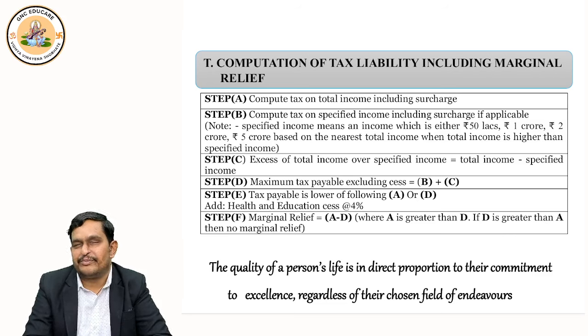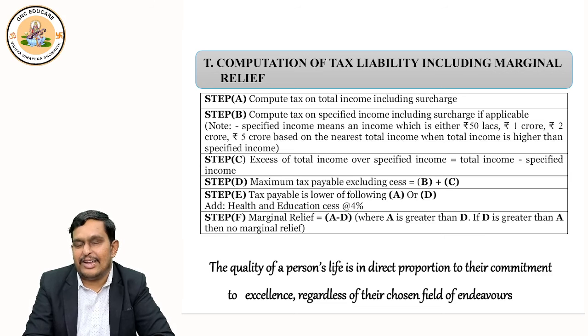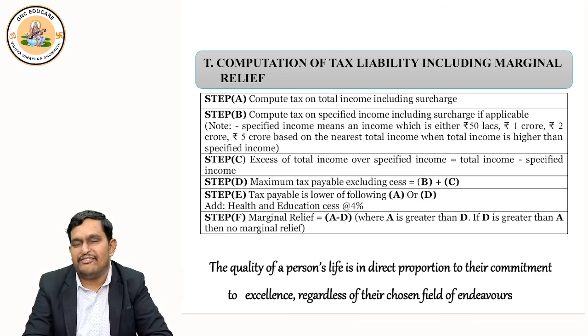On 1 crore, how much surcharge? Tell me. On 1 crore 1 lakh, 15% surcharge. So on 1 crore, how much? 10% surcharge will apply. Arey, you forgot. 50 lakhs 1 rupee to 1 crore, 10% I said. 1 crore 1 rupee to 2 crore, 15% I said. Correct? Yes. So that's why I said that in step B, you will calculate tax on that specified limit, and if applicable, add surcharge also. But don't add health and education cess.